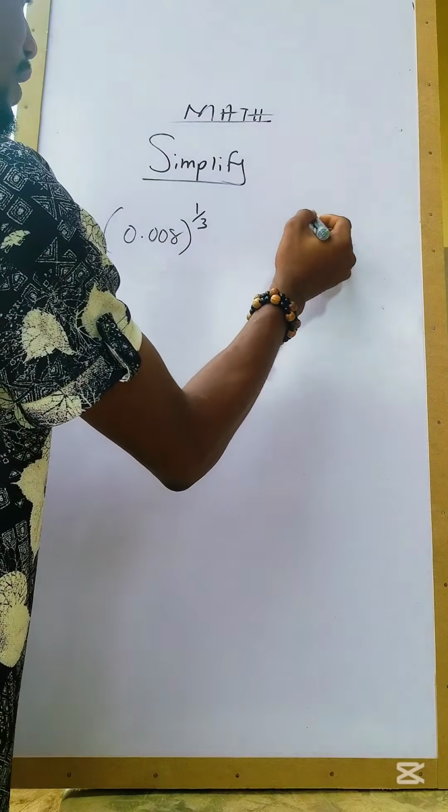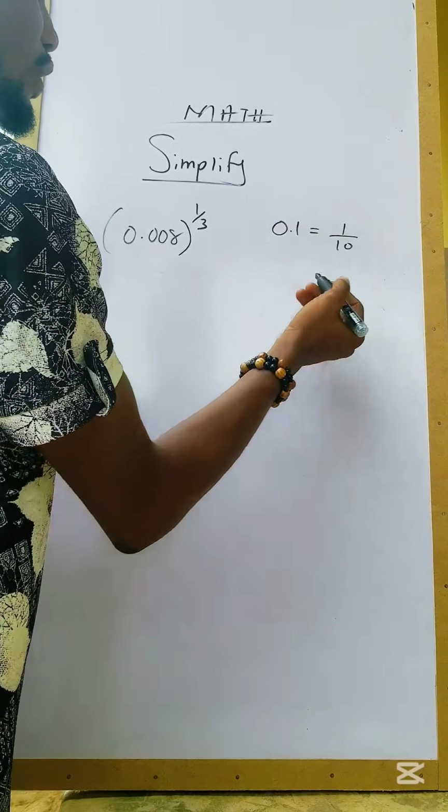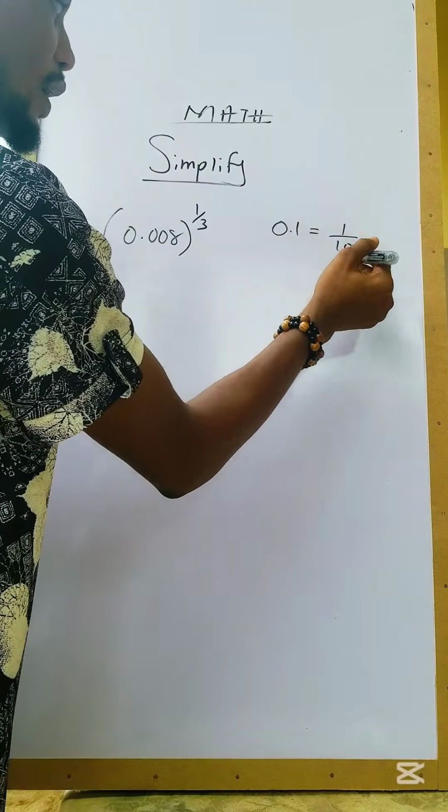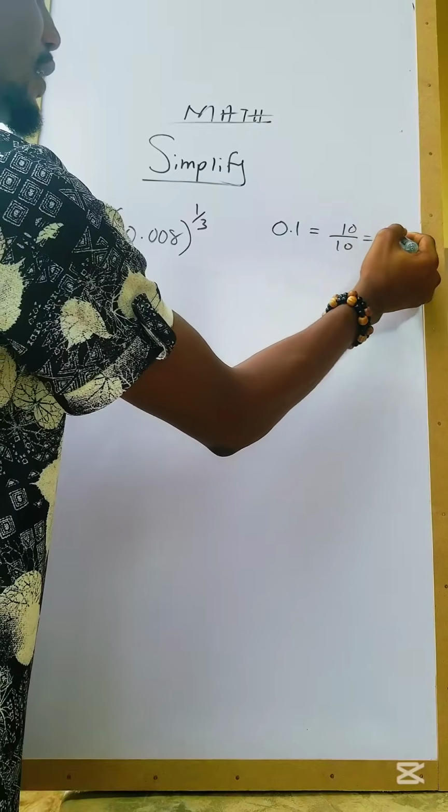Very important. So meaning that if I have 0.1, 0.1 means 1 over 10. How do I know? Can this 10 divide 1? Impossible. That is 0 point. So when you add 0 to that one, it becomes 10. 10 in 10 is 1.